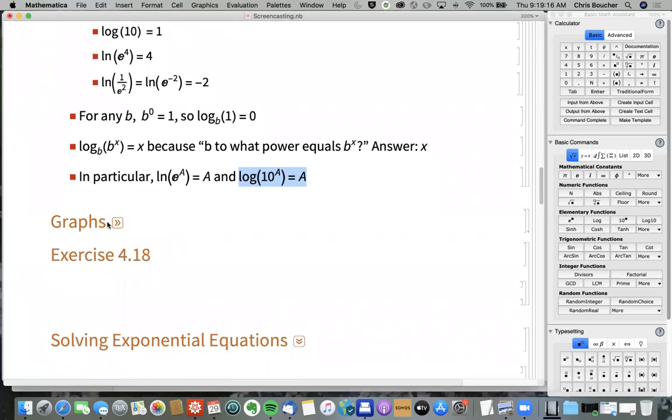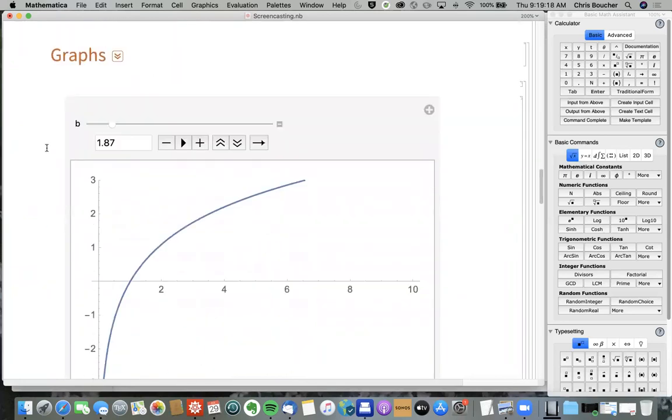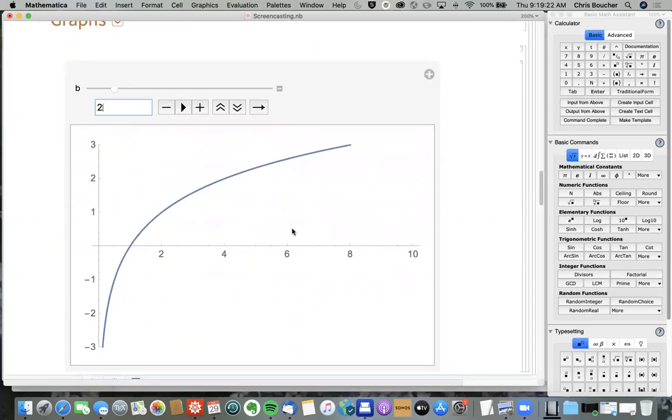A real quick word about graphs. Here is the graph of the log base 2 of x. And this basic shape is what the graph of a log looks like. So this is the function y equals log base 2 of x. Notice that the graph sort of is all to the right of 0 because the domain is only positive numbers. There is no graph over for negative input values.